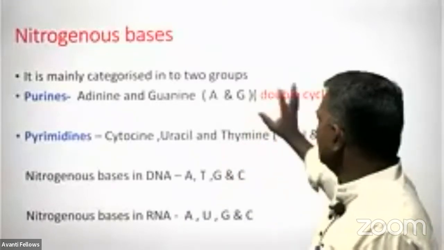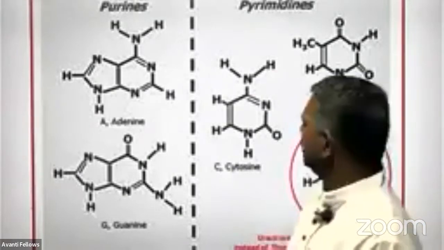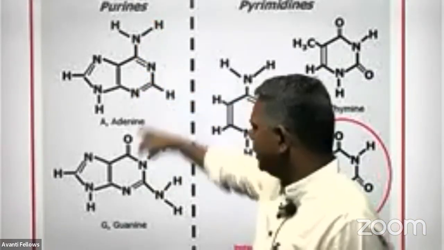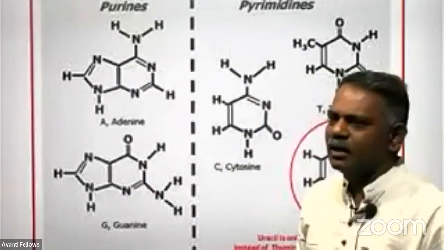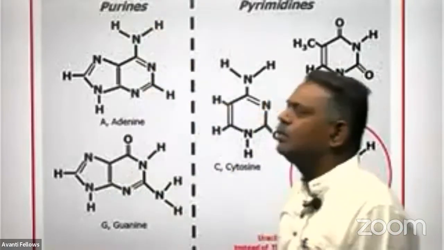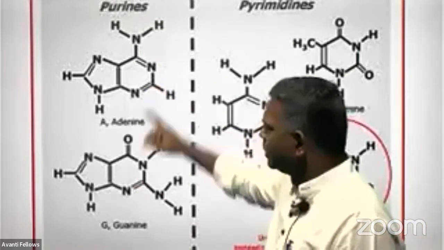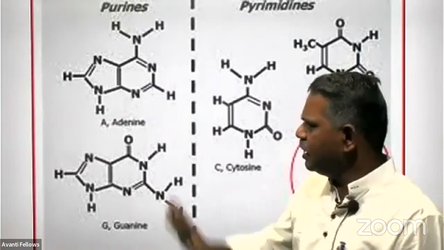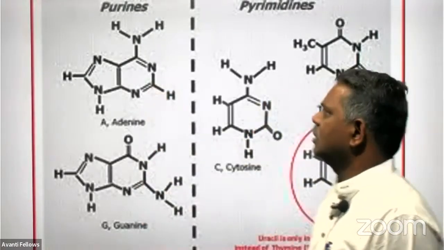Why are they purines? Because these are double cyclic ones. You see the structure here, adenine and guanine, this is the purine category. They are double cyclic, and such double cyclic nitrogenous bases are called purines. It belongs to adenine and guanine. Both are there in DNA and RNA. RNA and DNA both are made with adenine and guanine.